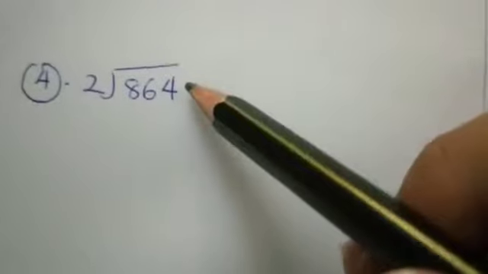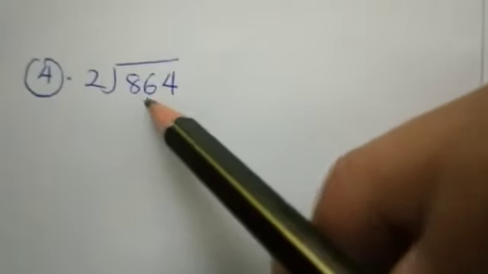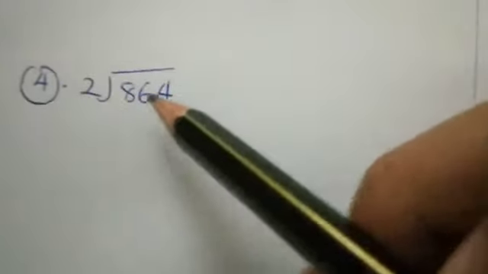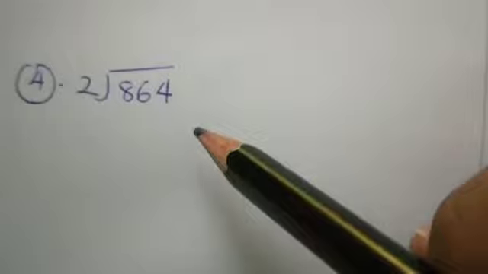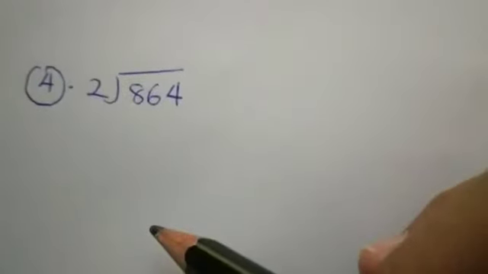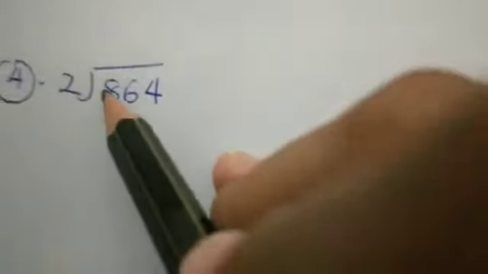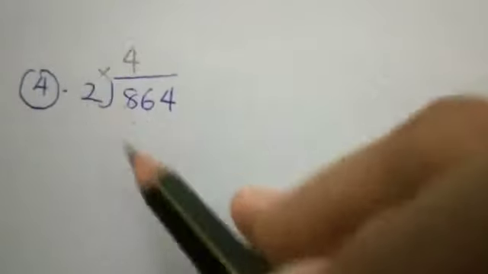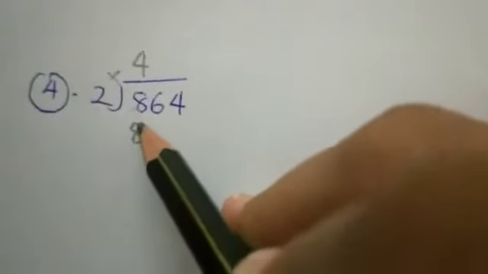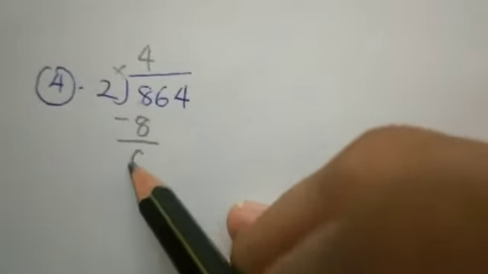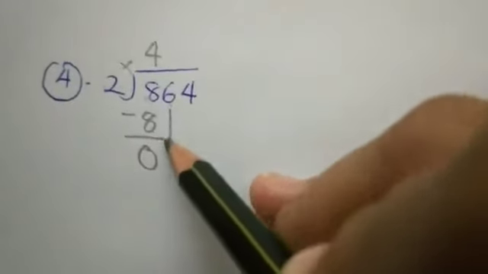Let's look at the last example. You need to divide 864 by 2. So this is a 3-digit number. When you divide, do you do it from the front here or from the back here? You need to do it from the front, from the hundreds here. So 8 divided by 2, the answer is 4. 4 multiplied by 2, the answer is 8. You put it back here. Then what do you do? Subtract. So 8 minus 8, 0. Then you bring down this 6.